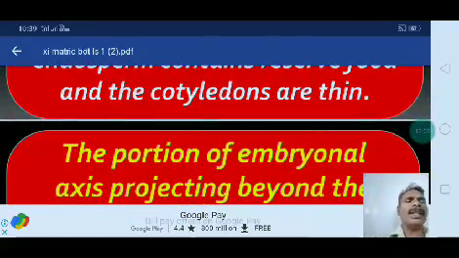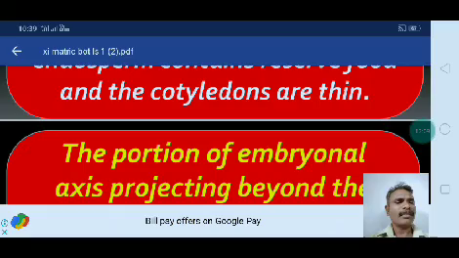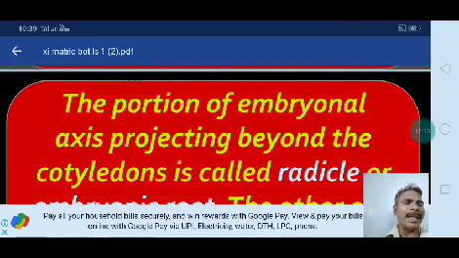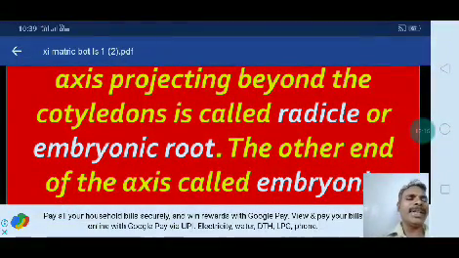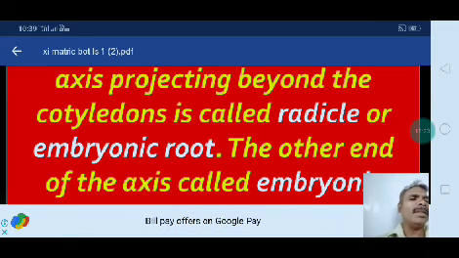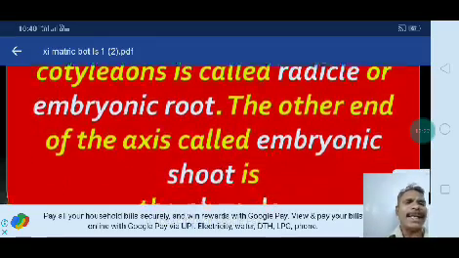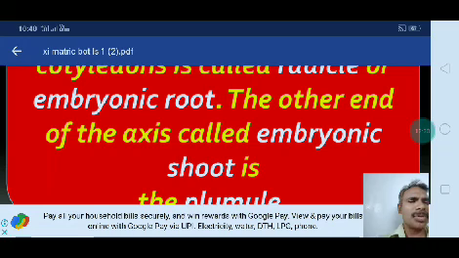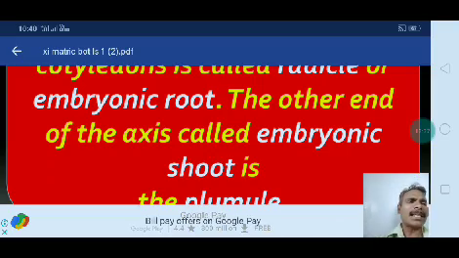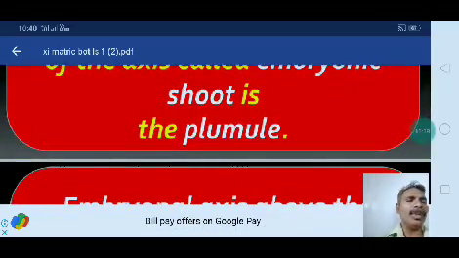The portion of the embryonal axis projecting beyond the cotyledon is called the radicle or embryonic root. You can underline the word radicle, which is the embryonic root. The projection beyond the cotyledon is called radicle. The other end of the axis is called the embryonic shoot. It is present above the cotyledon region, and that is called the plumule.